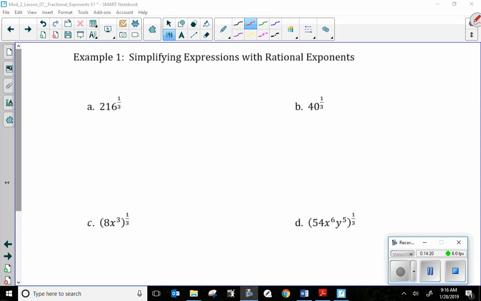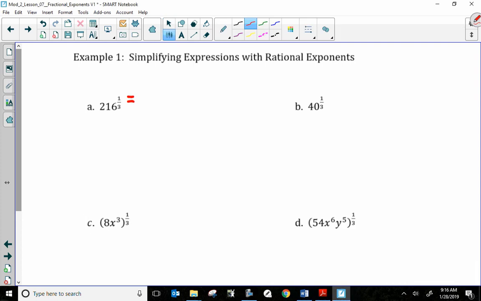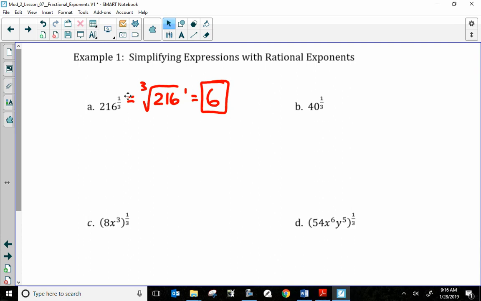If I have 216 to the 1/3 power, that's like saying the cube root of 216 to the power of 1. And actually 216 is a perfect cube. That's 6. We're done. If you want to try some of these, go ahead. I'm about to rip through them.